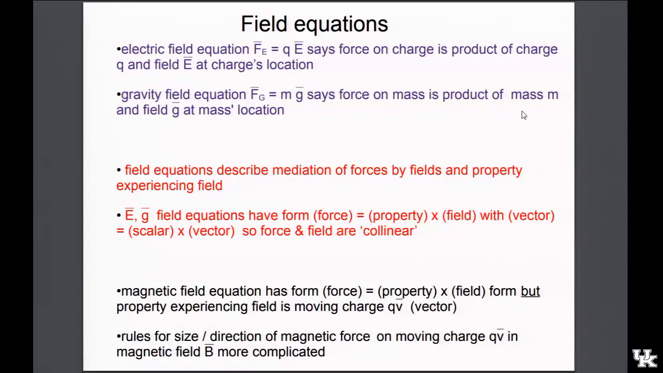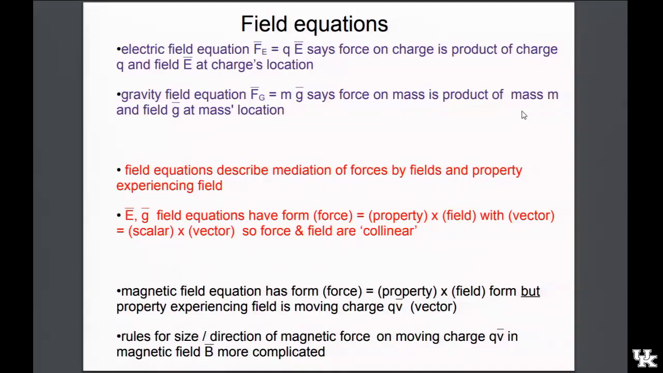This is where the field equation for magnetism, the equation that describes the relationship between magnetic force and magnetic field, differs from the field equations for electricity and gravity. And so that's these last two bullets here.